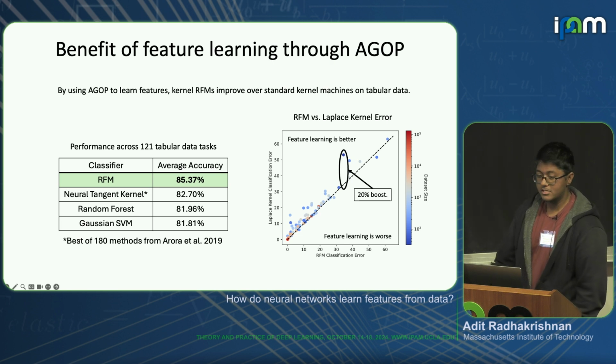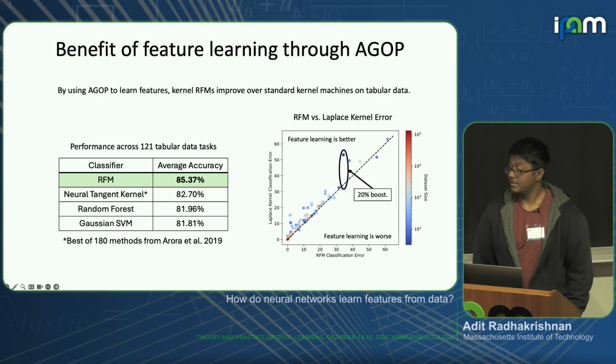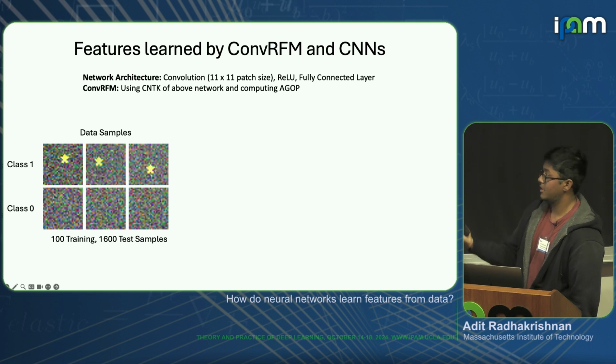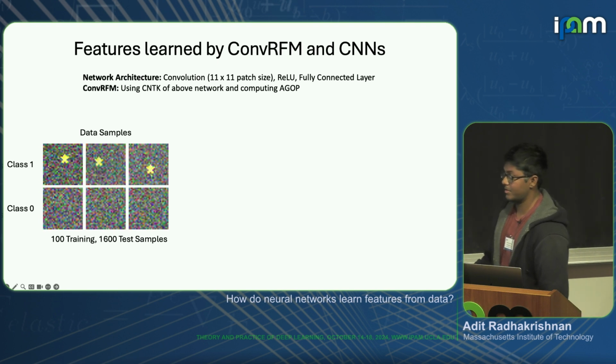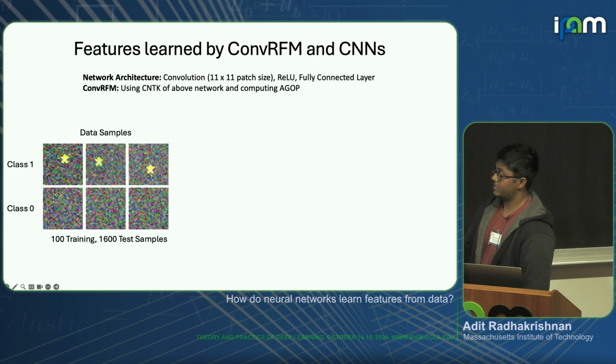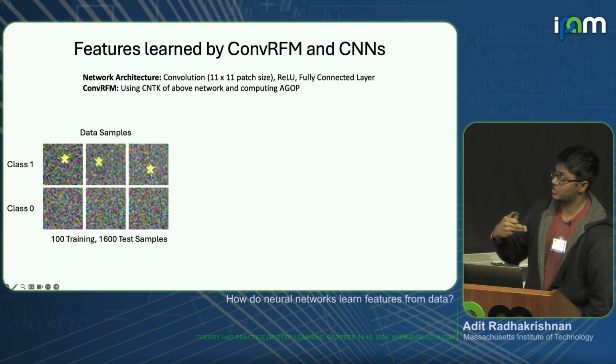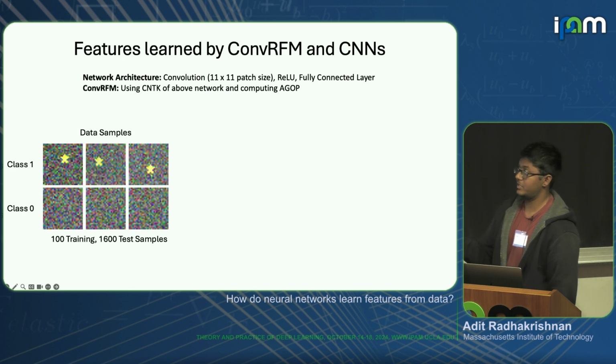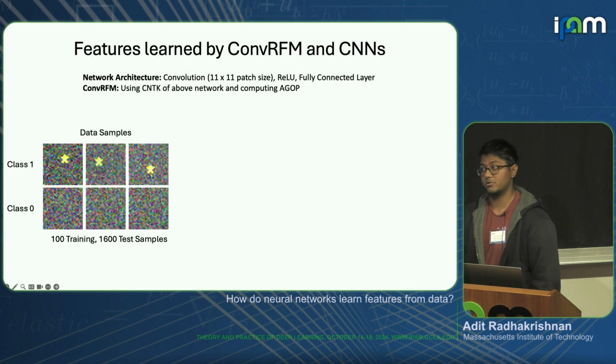Okay. So this is all for tabular data. And so what I wanted to show next is how it works for image data when I talk about learning features on patches. I'm going to start with this very synthetic example. Here what I'm going to compare is features learned by just a one hidden layer convolutional network on a toy data set versus features learned by AGOP of a convolutional kernel.